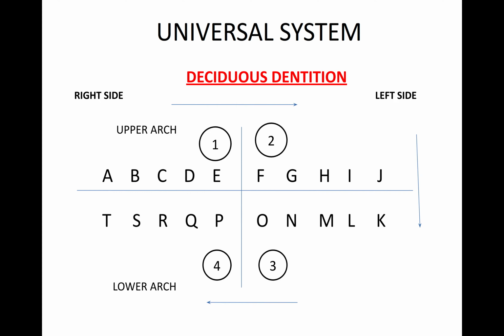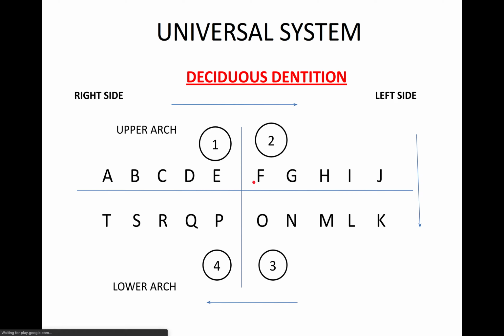Now in this, A stands for deciduous maxillary right second molar, because it is the end, the last tooth. B is for deciduous maxillary right first molar. C is deciduous maxillary right canine. D is deciduous maxillary right lateral incisor, and E is deciduous maxillary right central incisor.